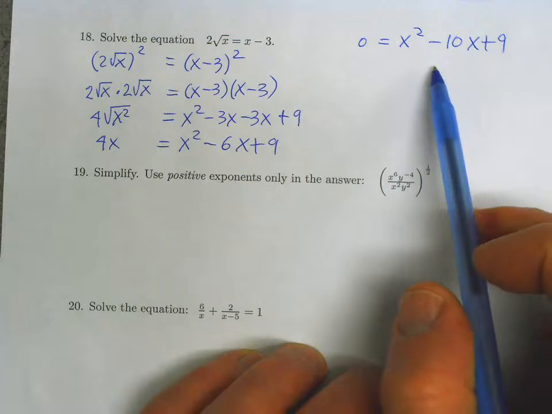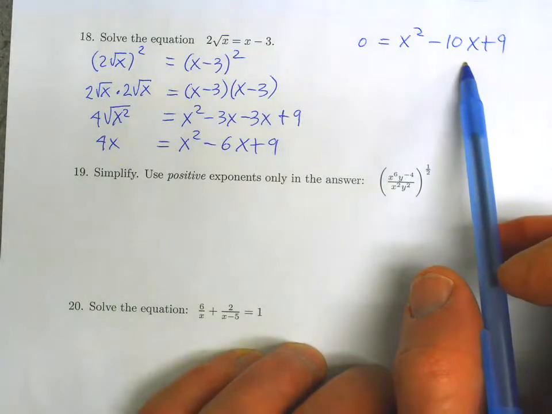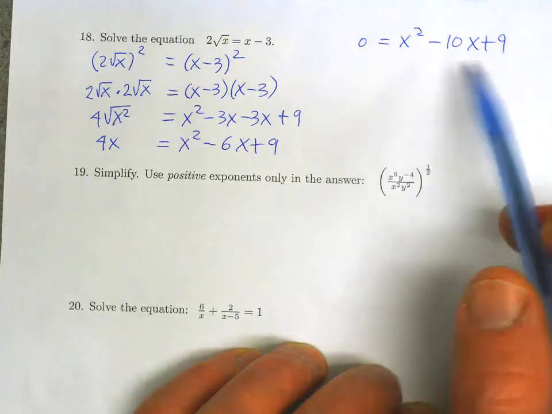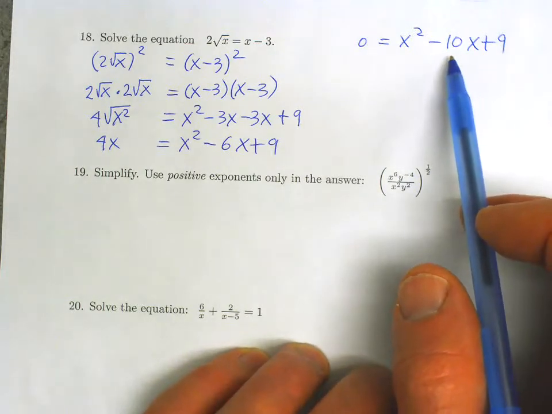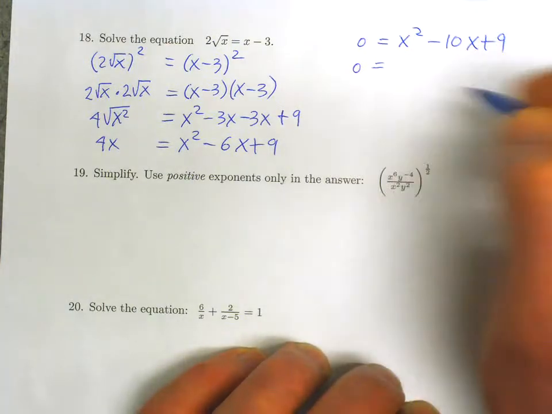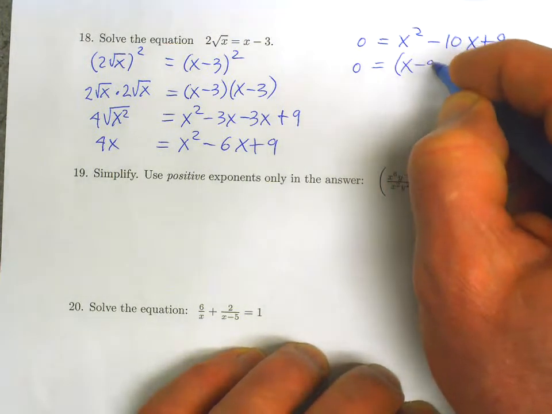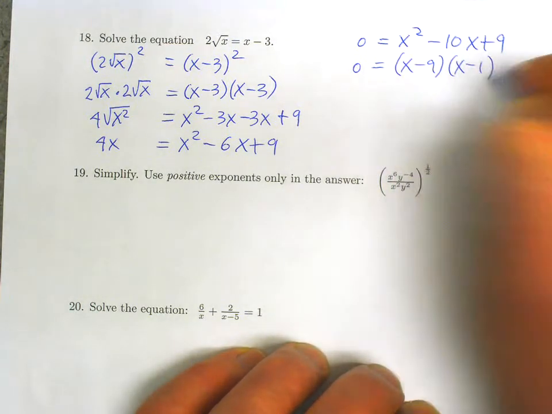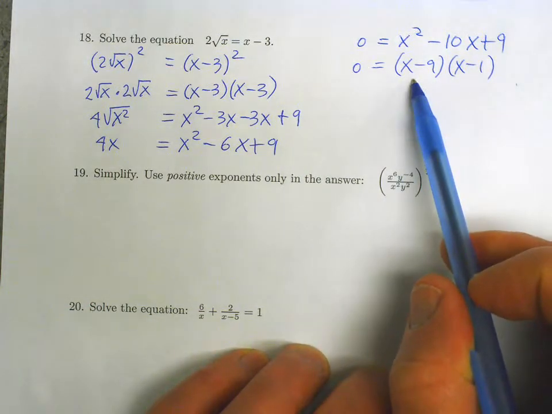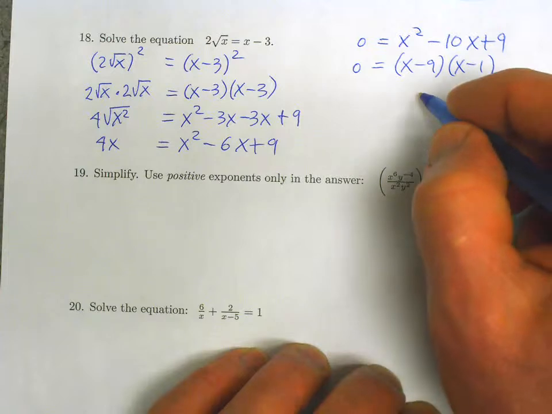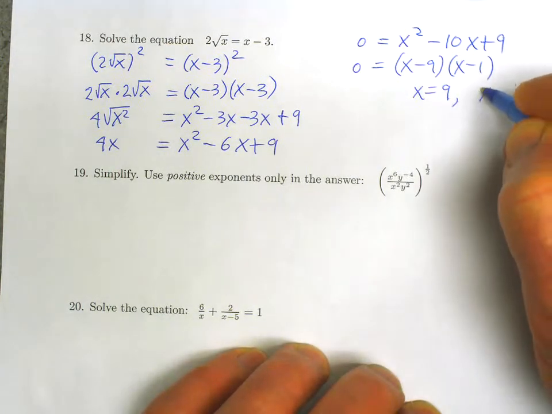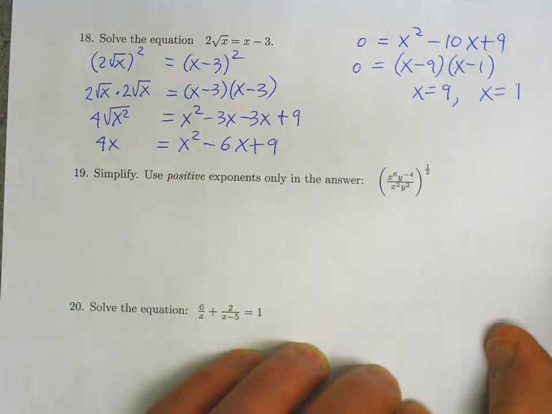We can solve this by factoring. If you don't see how to solve it by factoring, you can use the quadratic formula, or you could solve it by completing the square. The 2 factors are x minus 9 and x minus 1. And it's easy to verify that those are the correct factors. The quadratic equation has 2 solutions, x equals positive 9 and x equals positive 1.